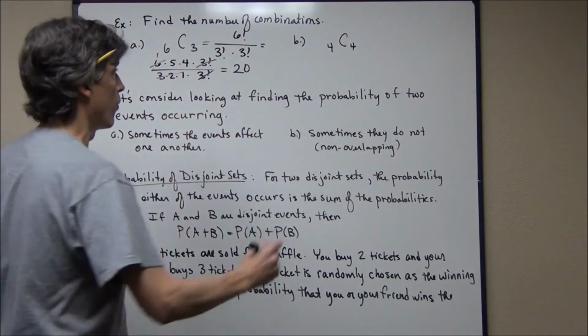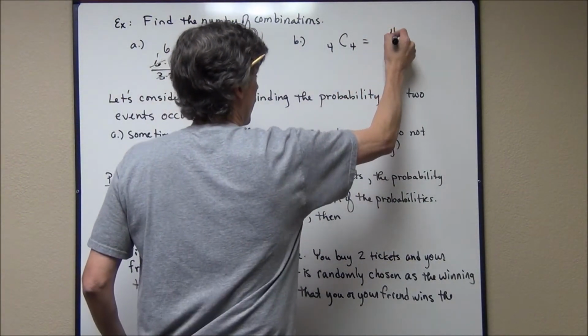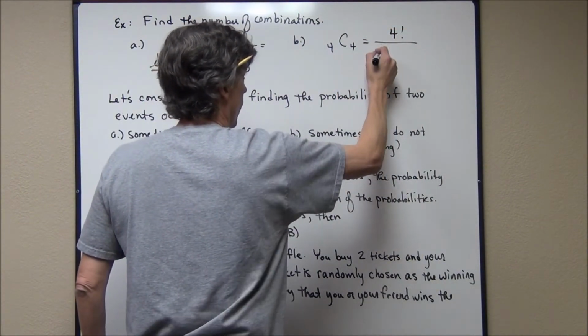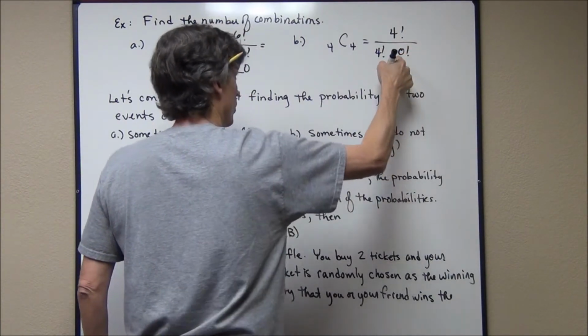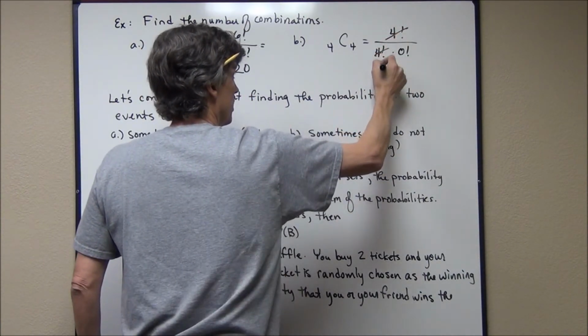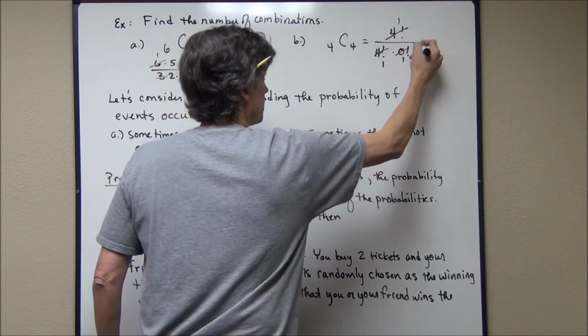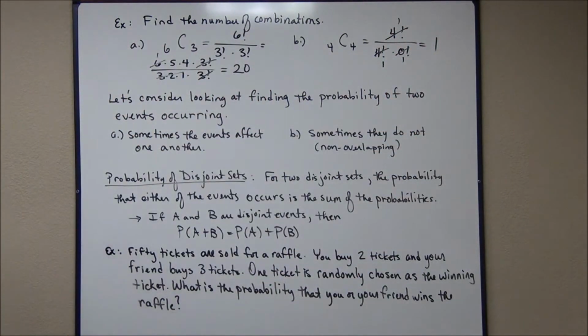The combination of 4 things taken 4 at a time, this is 4 factorial all over 4 factorial times 4 minus 4, which is 0 factorial. Of course, that's 1. And those are 1, so I just end up with one way. There's one combination of taking 4 things from 4 things. Now, we use permutations and combinations to find the number of ways certain things can happen, certain events can occur.